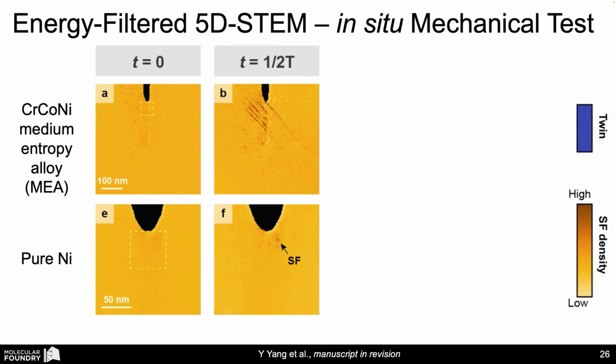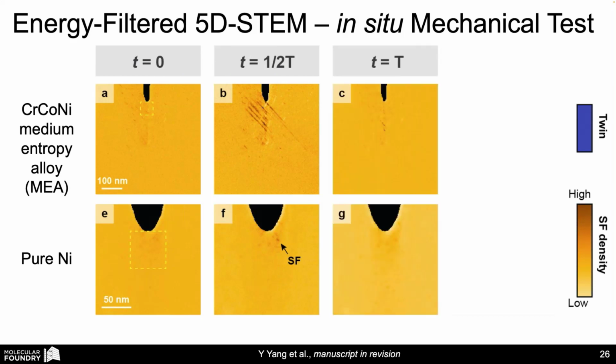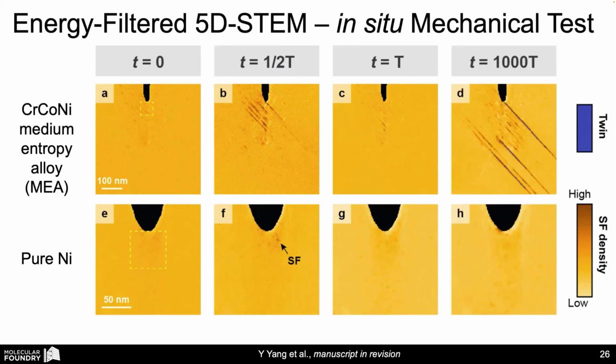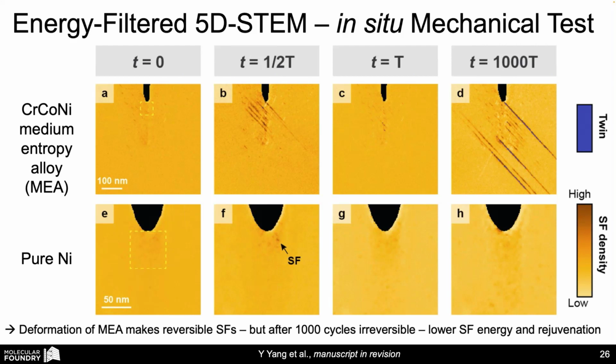However, when you relax the mechanical push-to-pull holder here, essentially all of this local contrast almost disappears. So there's a little bit of residual defects present, but you more or less recover the original bulk structure here. However, if you repeat this 1,000 times, so 1,000 loading and unloading cycles in the elastic regime of this material, now you see a big difference between the medium entropy alloy and the pure nickel. So these twins and stacking faults in between them have been injected into the material and they become irreversible here, whereas the pure nickel is essentially perfectly reversible deformation here.